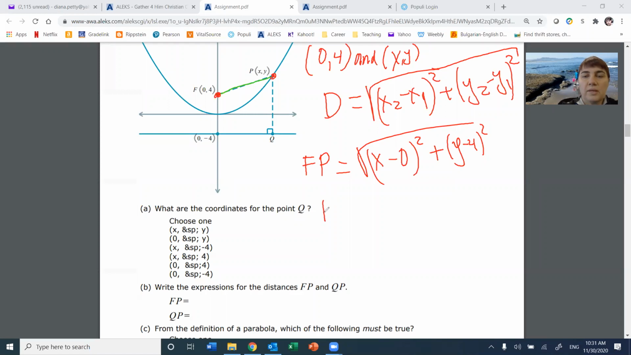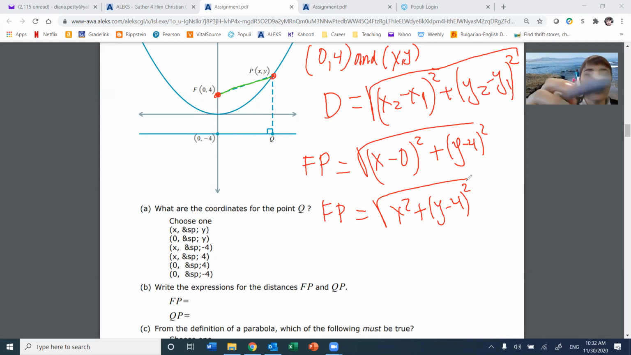Okay, so then FP would equal the square root of x squared plus y minus 4 squared. Oh, they want the expression, so we can write it like this. I think it's okay to leave it like that. Let me look at the answer. This is problem number 9. The answer for 9 is left like that. Okay, that's good. We got FP.